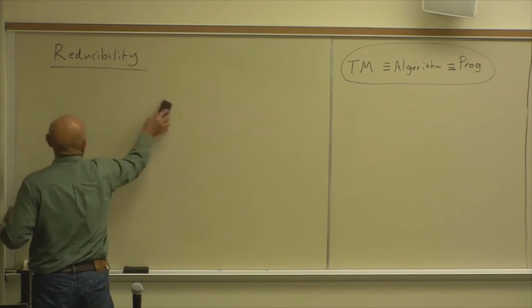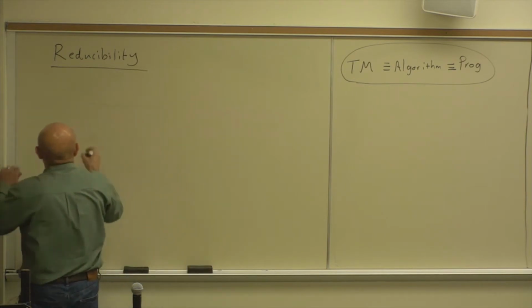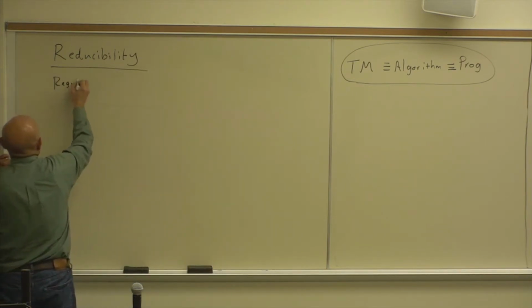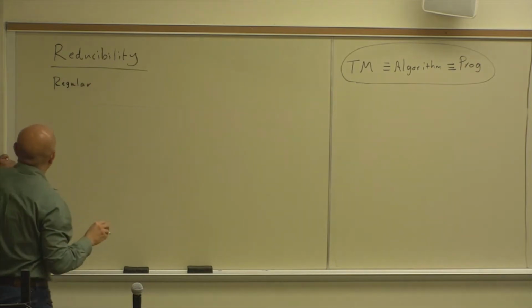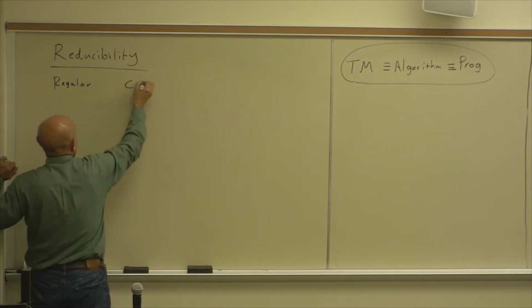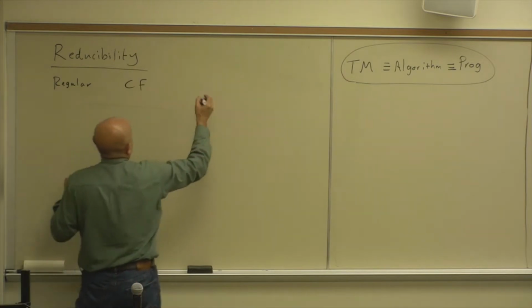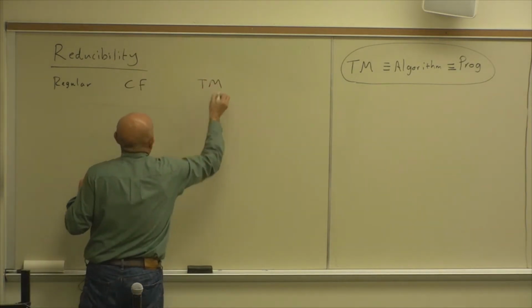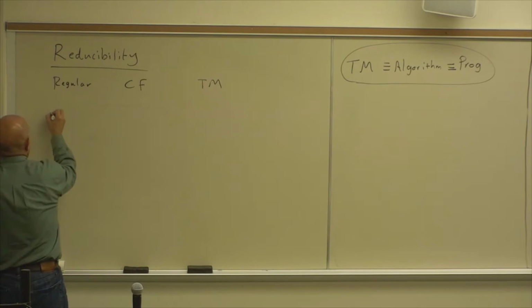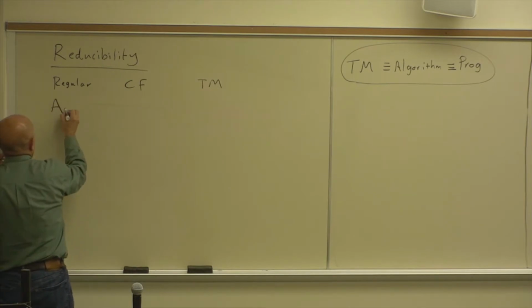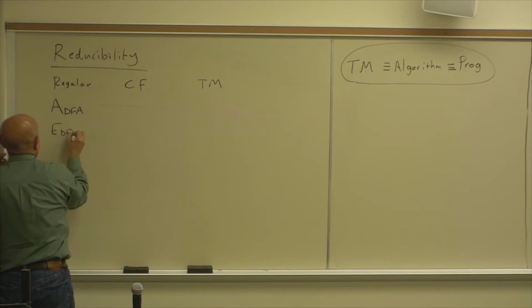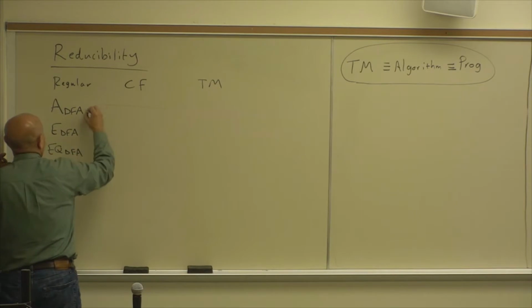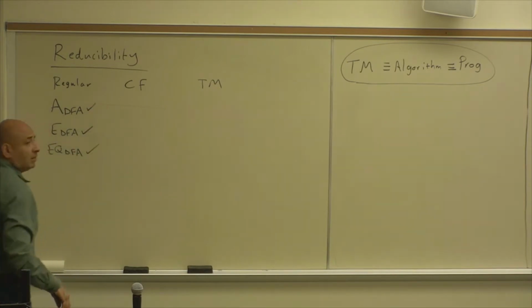Now, again, to review, we looked at regular languages, we're looking for algorithms related to regular languages, context-free languages, and Turing machines. And we looked into the acceptance problem for DFAs, and the emptiness problem for DFAs, and the equivalence problem for DFAs. And all of these are decidable. We showed that all of these are decidable. They have algorithms for solving them.